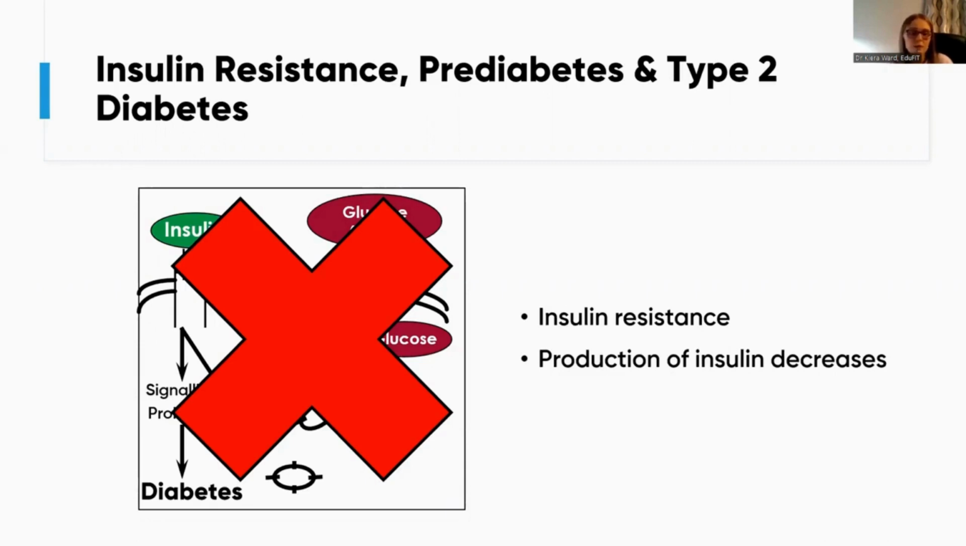What we find with the progression to prediabetes and specifically type 2 diabetes is the body's ability to produce insulin decreases over time. So pancreas production of insulin decreases, which further contributes to an elevation of blood sugar levels, which is not good.